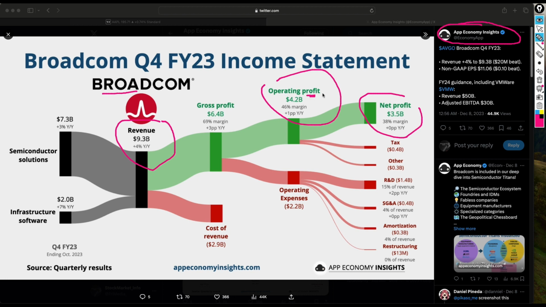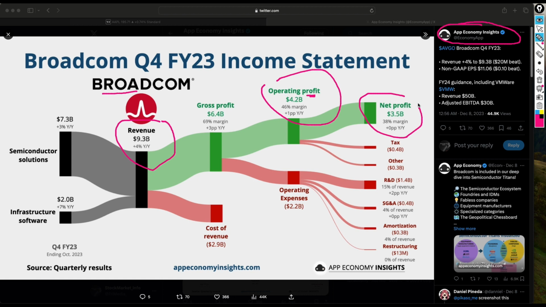So we can see a nice operating profit of 4.2 billion. Again, in terms of year on year, they say 1 pp. I think that's just about a percentage or so, but in margin terms, it's a 46% margin. And then finally, the net profit, it's a profit of 3.5 billion.